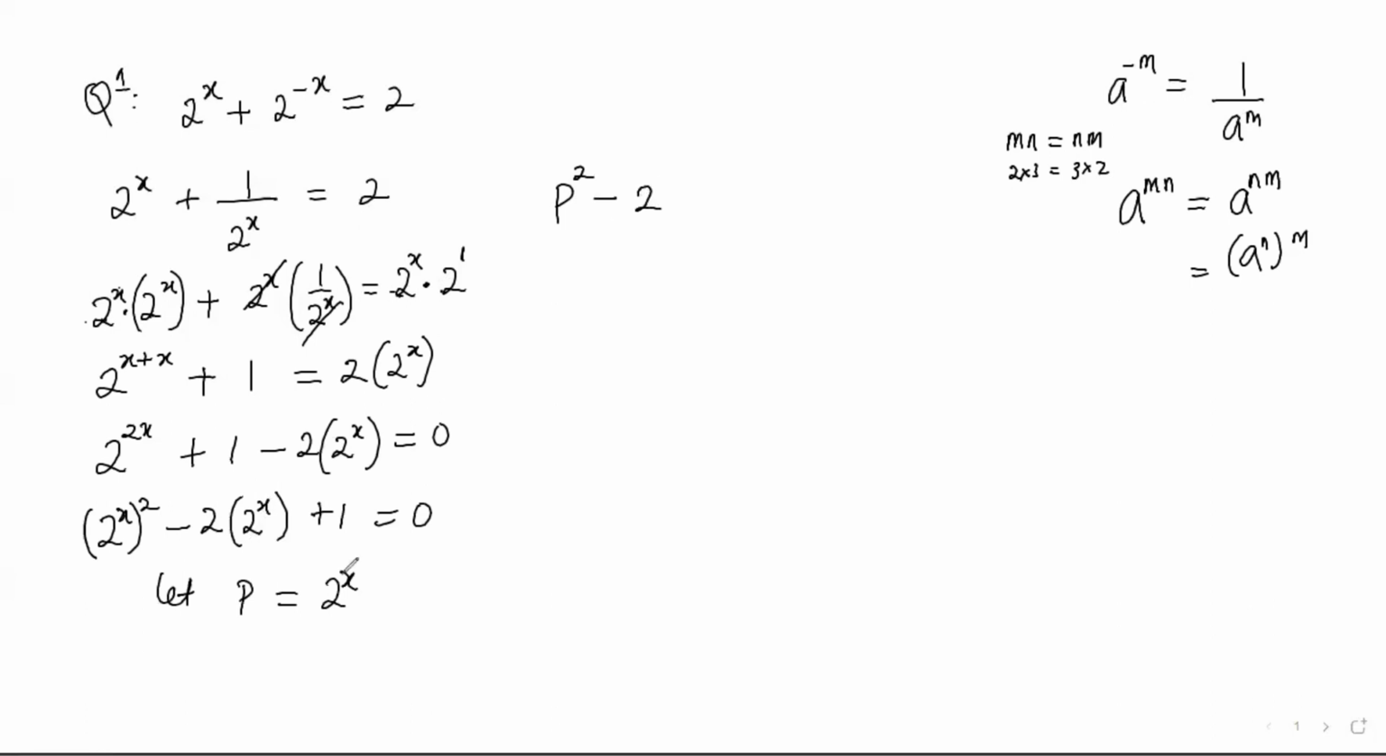And this 2 to the x here is p. So there becomes p here, then plus 1 equal to 0. Now, this is a quadratic equation, and you can solve this quadratic equation by factorization.